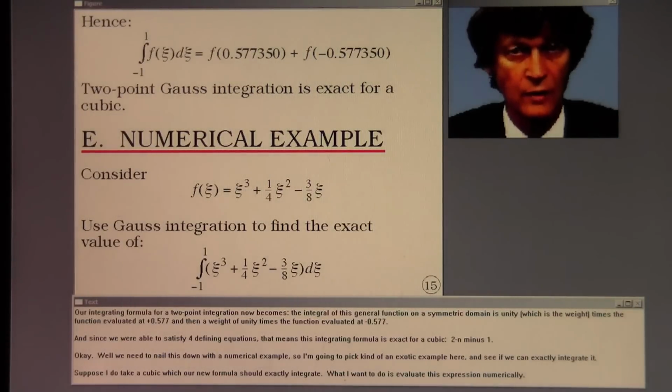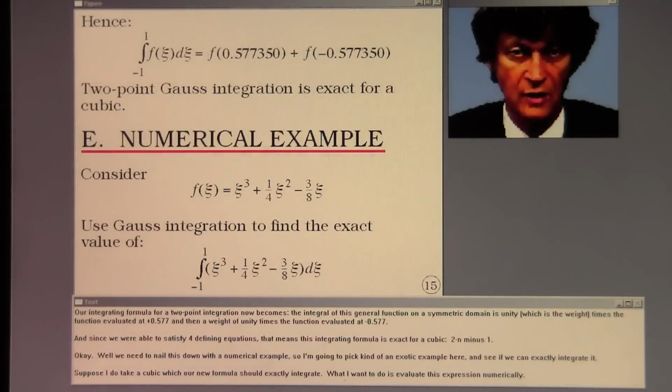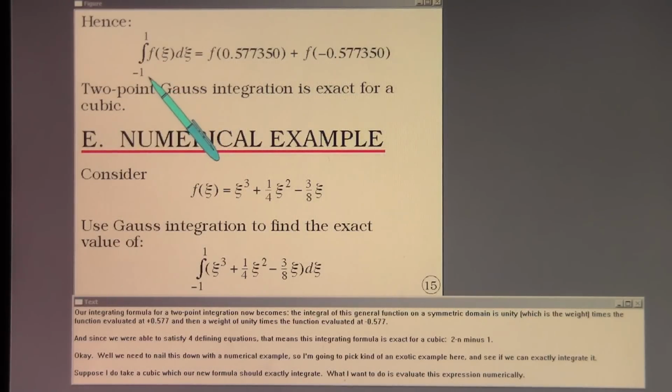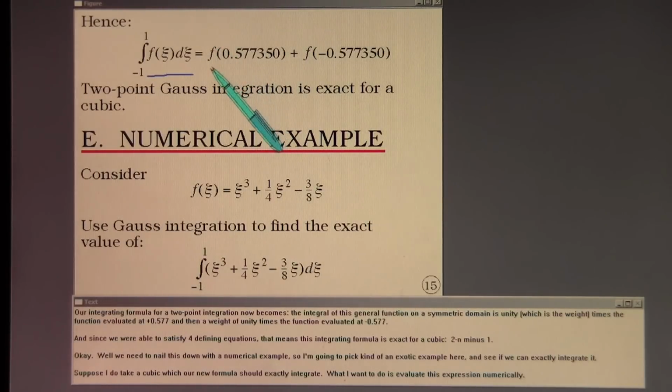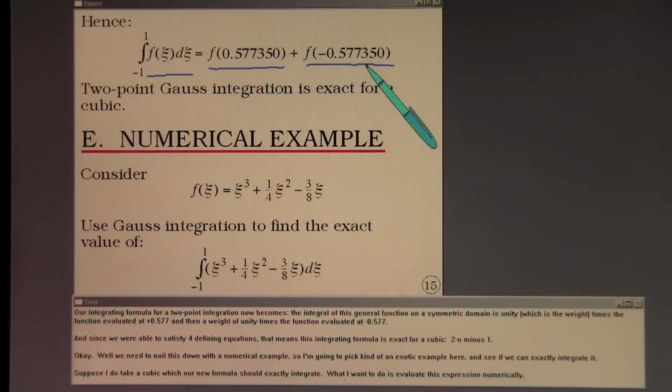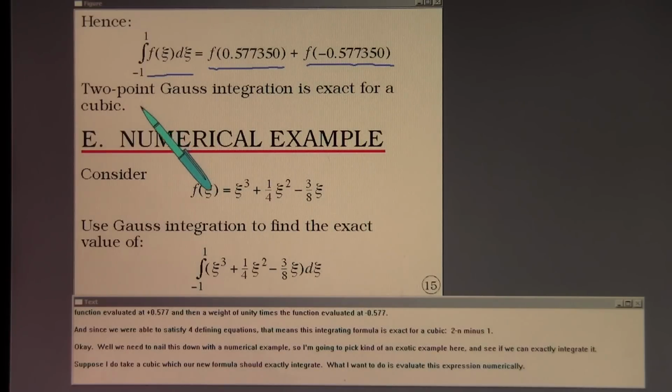Our integrating formula for a two-point integration now becomes: the integral of this general function on a symmetric domain is unity, which was the weight, times the function evaluated at plus 0.577, and then a weight of unity times the function evaluated at minus 0.577. And since we were able to satisfy four defining equations, that means this integrating formula is exact for a cubic, 2n minus 1.